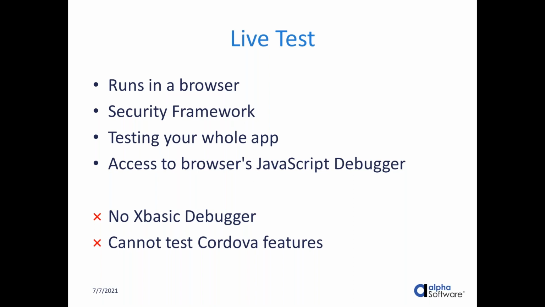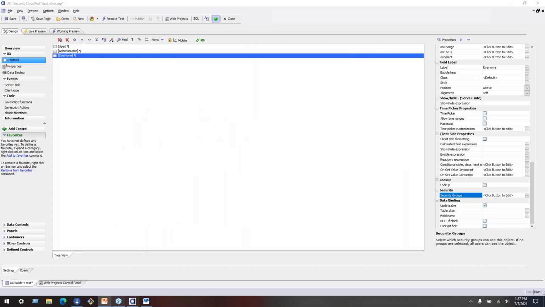is publishing your app to an application server and running it in a browser. It has a security framework. You can test your whole app. You have access to the JavaScript debugger within the browser itself. You don't have the XBasic debugger, and you can't test Cordova features because this is not building a mobile app. But using live test is very easy.